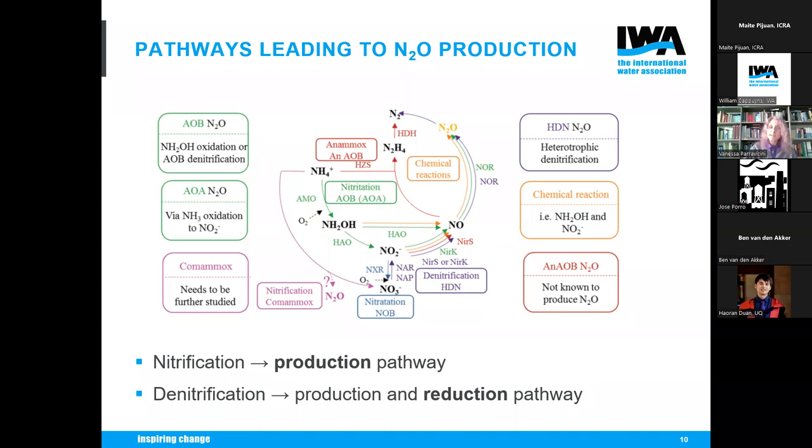However, in some cases, this last step of the denitrification, from N2O to nitrogen gas, may not be as efficient as the previous ones, because it's known that this step is more sensitive to environmental factors. So in these cases, N2O will accumulate and can then be released to the atmosphere. So the take-home message here for me is: nitrification is a source of N2O, and denitrification can be a source, but also a sink for N2O.